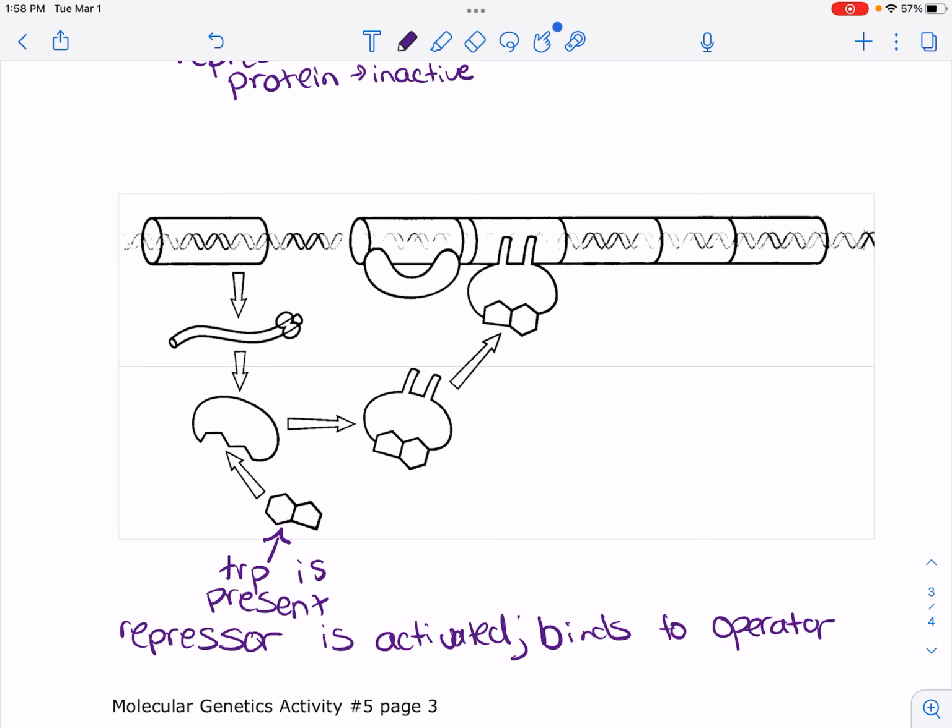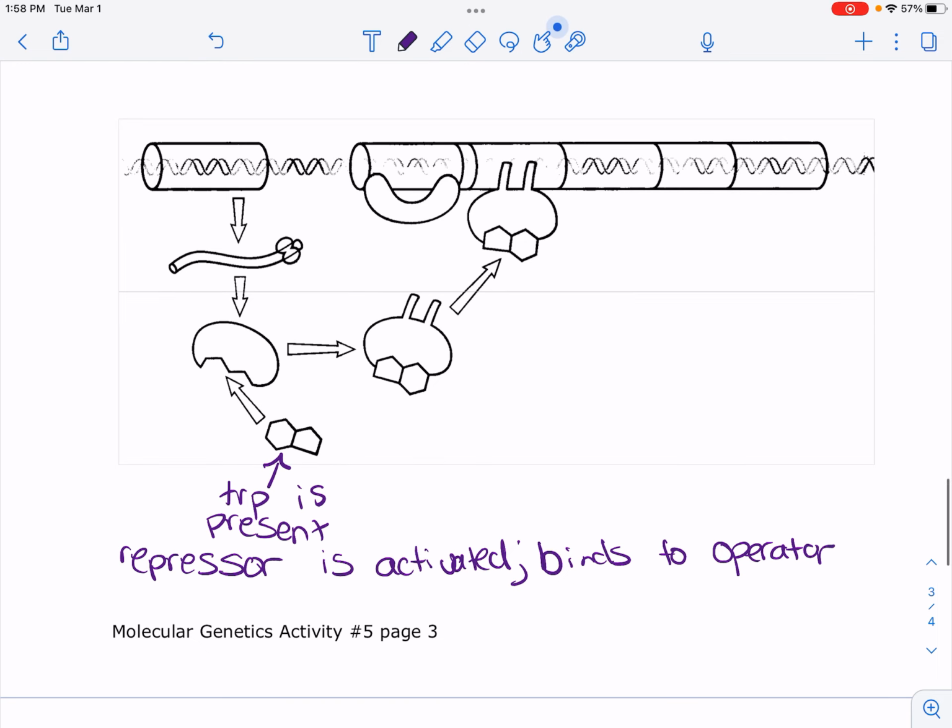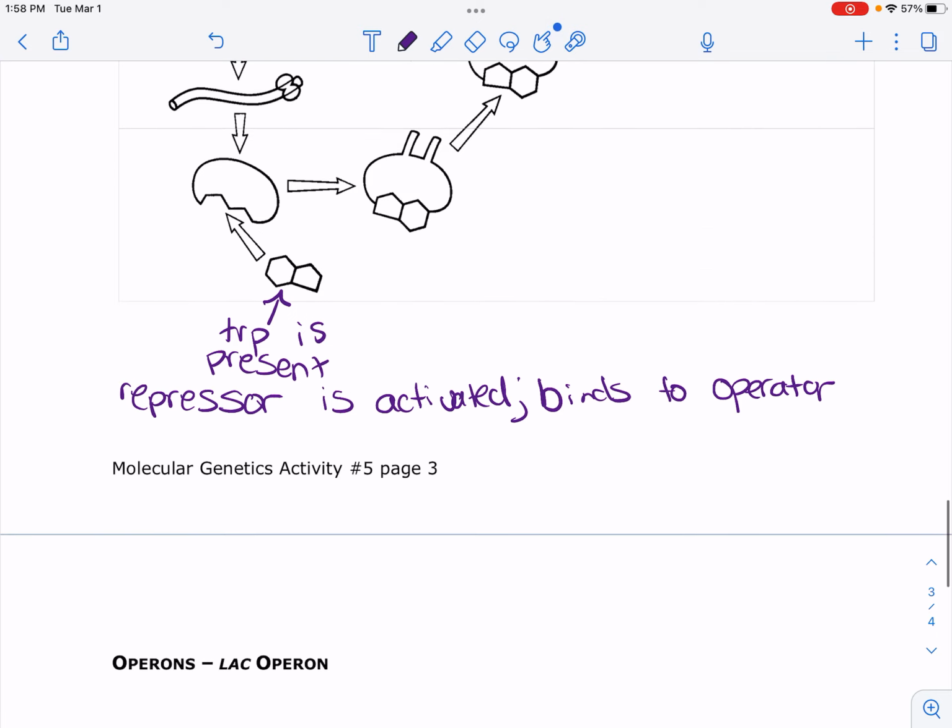Why would I need to make tryptophan if there's tryptophan present in my environment? I wouldn't. What a waste of energy. Why would I do that? So it's a way to regulate gene expression based on what's in their environment and what they actually need, and to not waste energy. Okay.